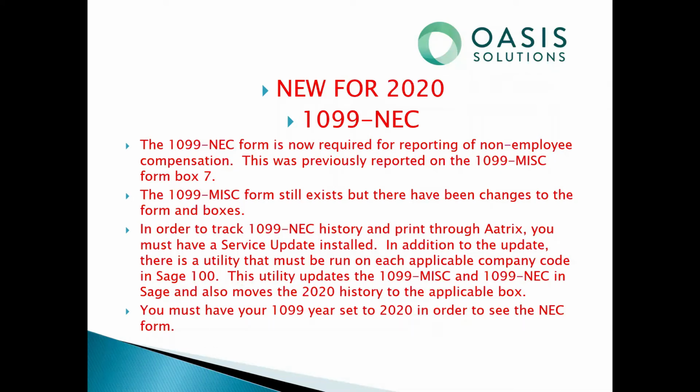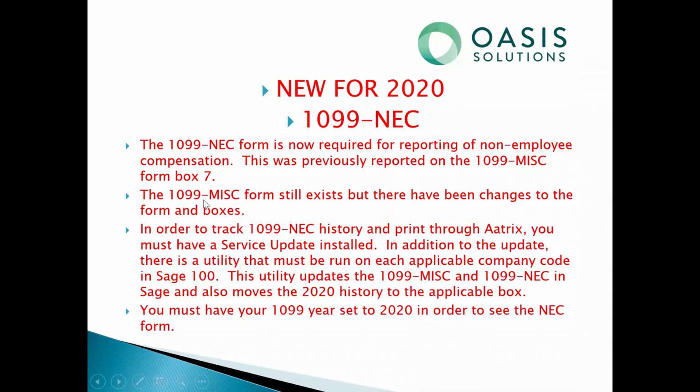I want to talk to you for just a minute about the new NEC form that is new for the 2020 calendar year. NEC stands for non-employee compensation, and that was previously reported under the 1099 miscellaneous form under box 7. If you had contractors, contract labor, anything like that, that was non-employee compensation, it has always been reported on the miscellaneous form, but this year it is going to be reported in a new format on a separate form, which is the 1099 NEC.